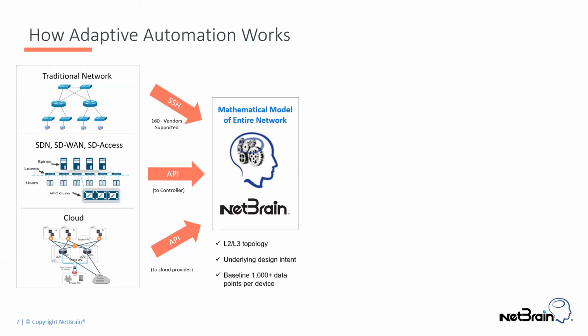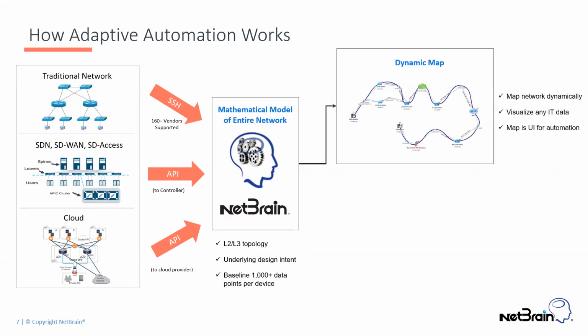The goal of NetBrain's data model is to provide that comprehensive view of your environment and of your network data. This provides the foundation for the flexible adaptive automation needed to solve day-to-day network operations tasks. This in turn powers NetBrain's two key technologies that we mentioned on the previous slide.